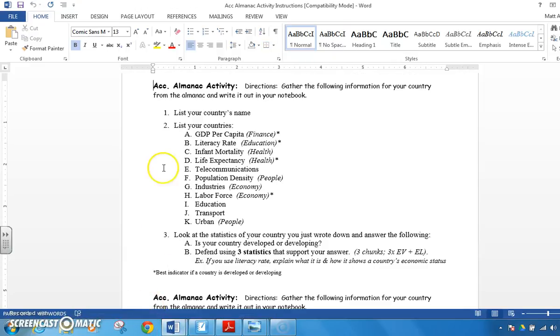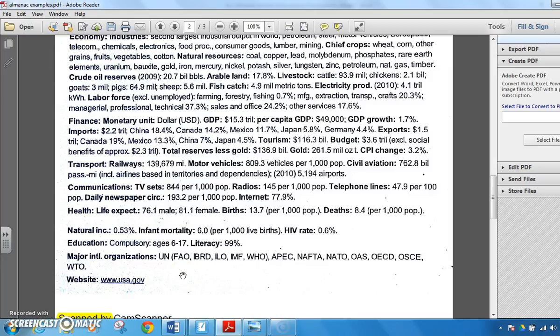Let's go to D here. Life expectancy, another health one. And oh, notice, it's another great indicator. This one was about finance. This one was about education. This one's going to tell us a little bit about our health. So our life expectancy, if we're rolling over there for life expectancy, we've got males live to be to the age of 76 and females to the age of 81.